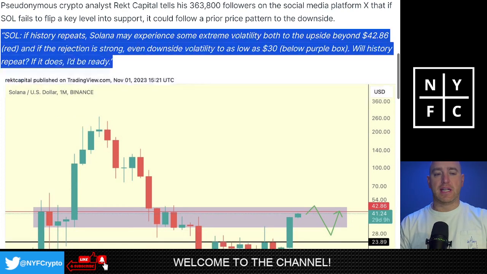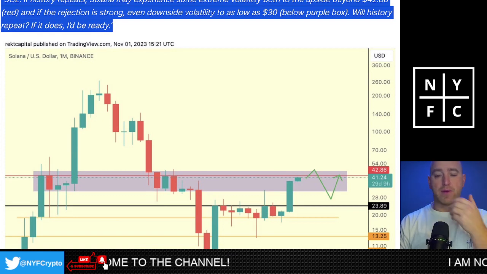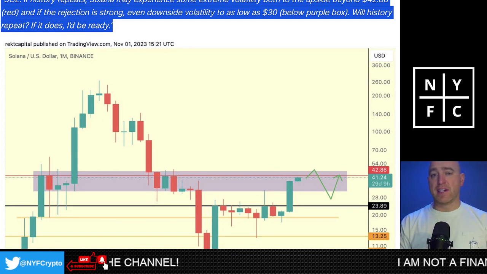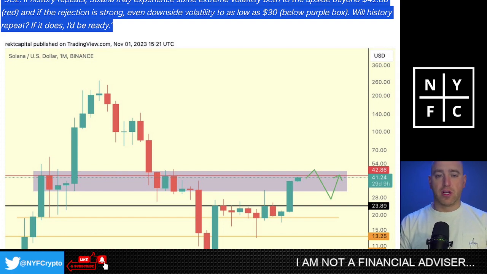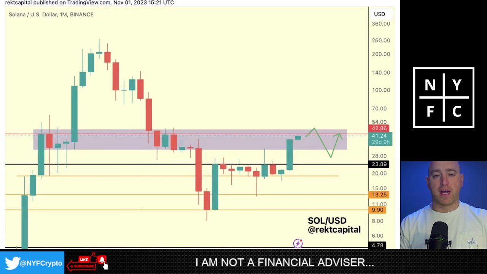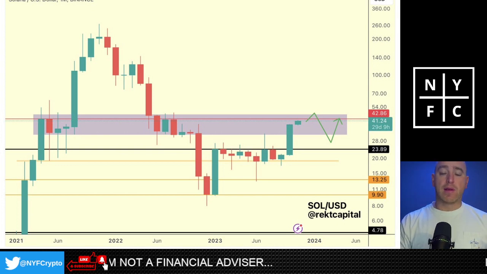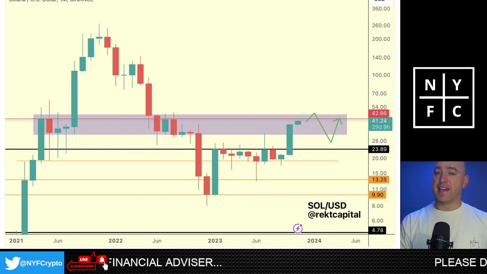However, if we do see a little bit of a rejection, which is indicated by the red line right there on the chart, that is where, if that is strong, a downside volatility is going to be taking Solana to as low as $30, which is evident right here on the charts if you look at that purple box, okay? And that's something we've seen over the course of history. Now, will that happen again? Sure, it can happen again.